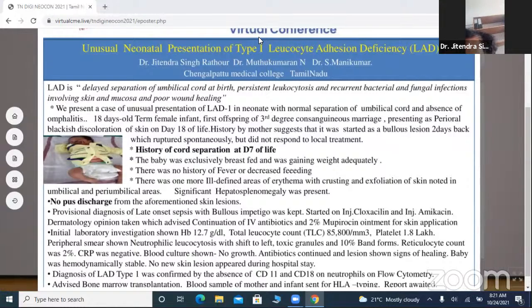On discharge, we put the baby on cotrimoxazole long-term prophylaxis, with vitamin D and supplements, and advised exclusive breastfeeding. We asked them to follow up once the HLA reports are available. Parents were also advised to avoid all live vaccines like BCG and typhoid. We are awaiting the HLA report, and then we will proceed for the bone marrow transplantation procedure. Thank you.